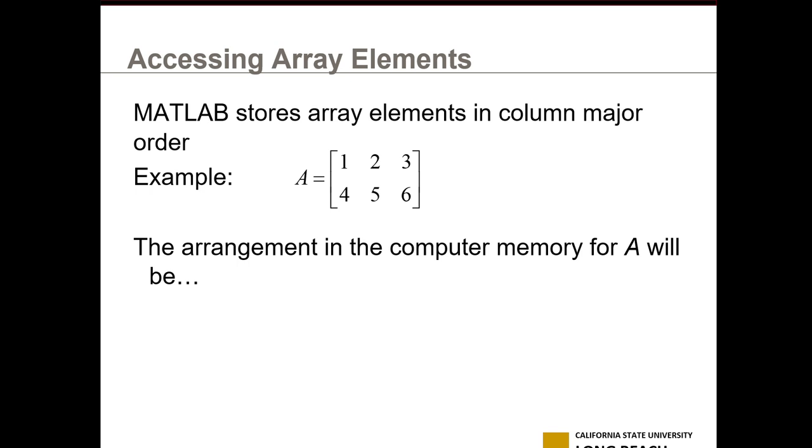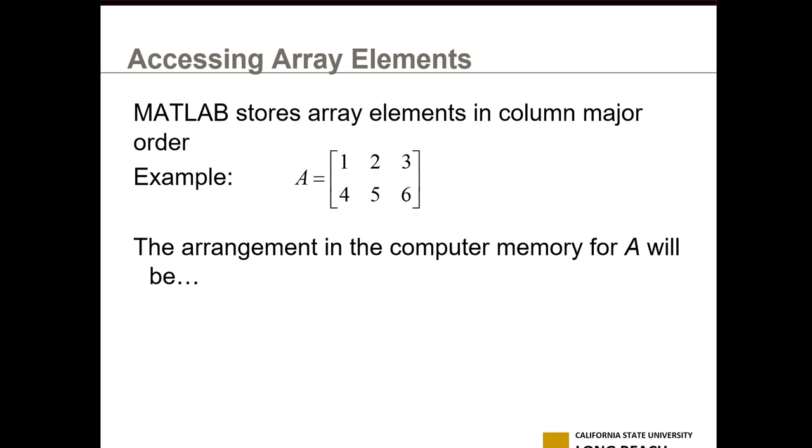Now what happens when we want to access specific information in here? Let's say we have this matrix A, and we can see that there are 2 rows and there are 3 columns, making the size of this matrix a 2 by 3 matrix. Now what if we wanted to access the 5? Looks like it's on the second row, second column.